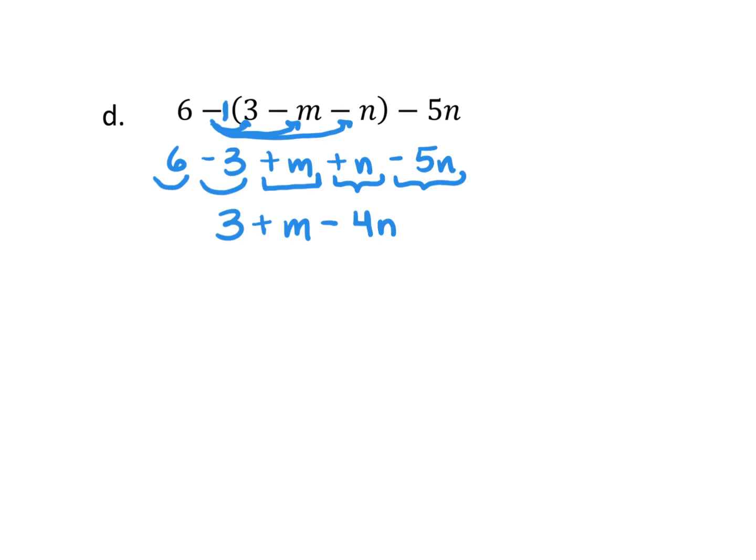We cannot combine anything else. There are no more constants that I can combine with 3. There are no other terms that contain m's that I can combine with the m. And there are no other terms that contain n that I can combine with the negative 4n. And so this is considered a simplified expression.